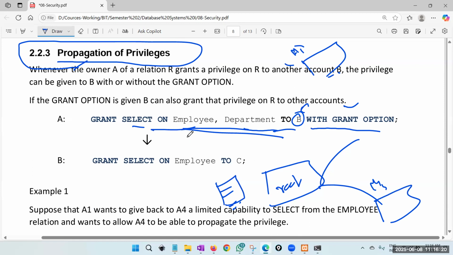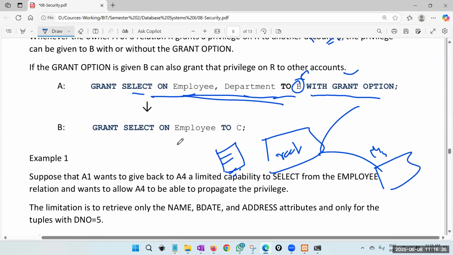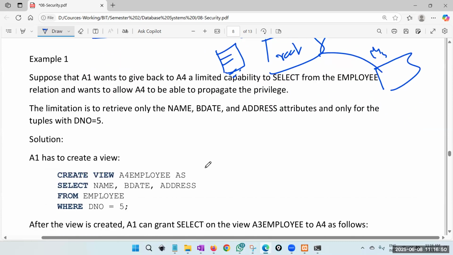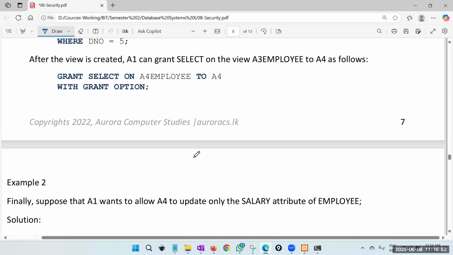That means it's like devolution of power. Right? Not only can you do this, you can give this privilege to others. So we do this kind of thing only for managers, admins, and so on. Okay. So now you can see B also can write this kind of statement and give the same privilege to another user. Okay. Is it clear? So that can be done if your grant statement has the with grant option part. Okay.